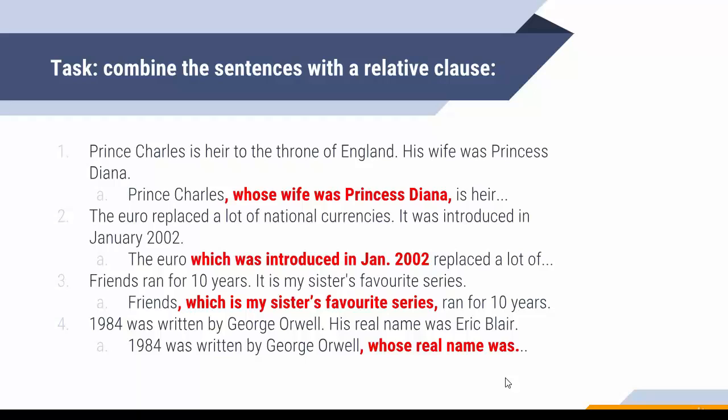Well, of course, the information that Princess Diana was the wife of Prince Charles is important. But up to the main meaning of the sentence, that Prince Charles is the heir to the throne, this is irrelevant. Because of that, we need the commas. The euro replaced a lot of national currencies. It was introduced in January 2002. Here it depends on you. If you want to say that this information is important, you do not put commas. If you want to say that it is irrelevant, you put them.